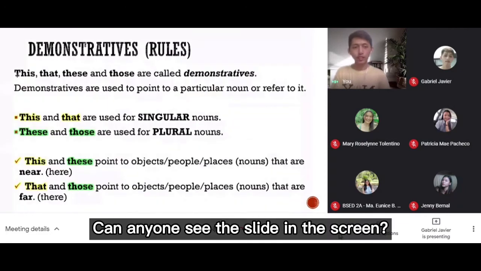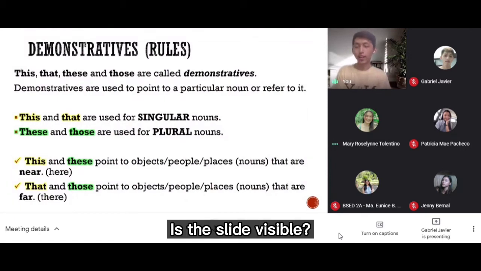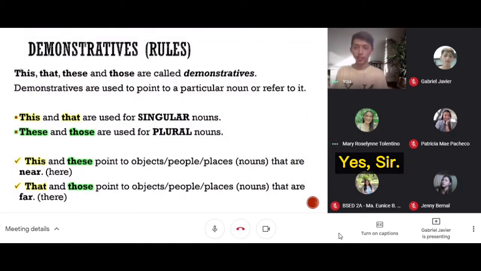Can anyone see the slide on the screen? Is the slide visible? Yes, sir. Okay.